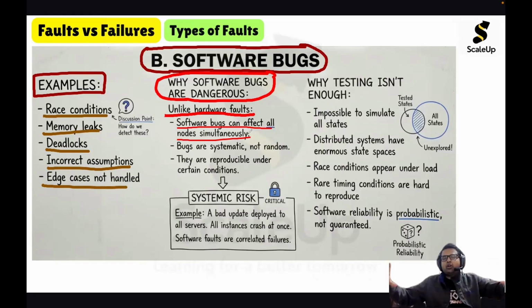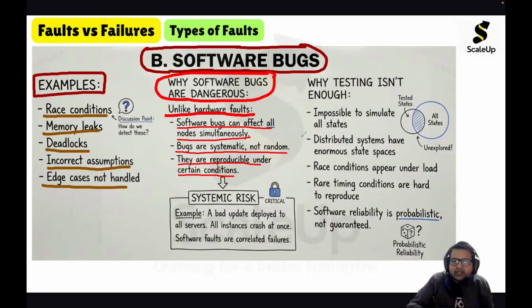because a system is made up of a large number of components. Software gets spread across all the components, so software bugs can affect all the nodes simultaneously. Bugs are systematic, not random, and bugs can be reproduced under certain conditions. That's why software bugs can lead to system failure. Systemic risk is there, and hence software bugs are very dangerous and critical in nature.